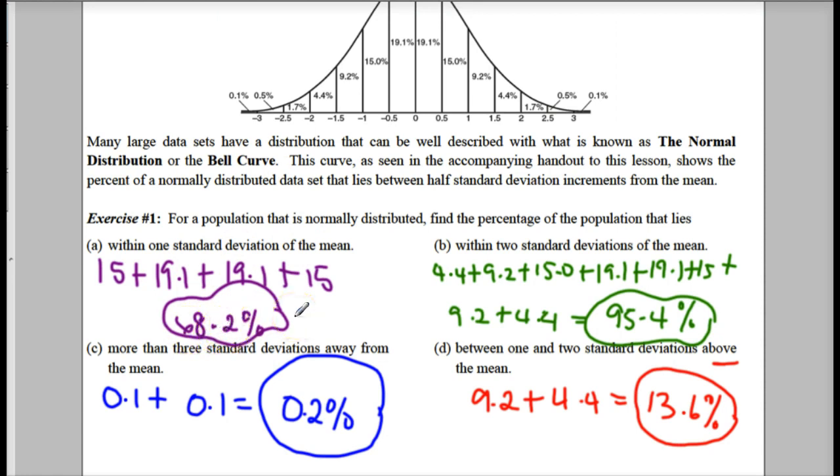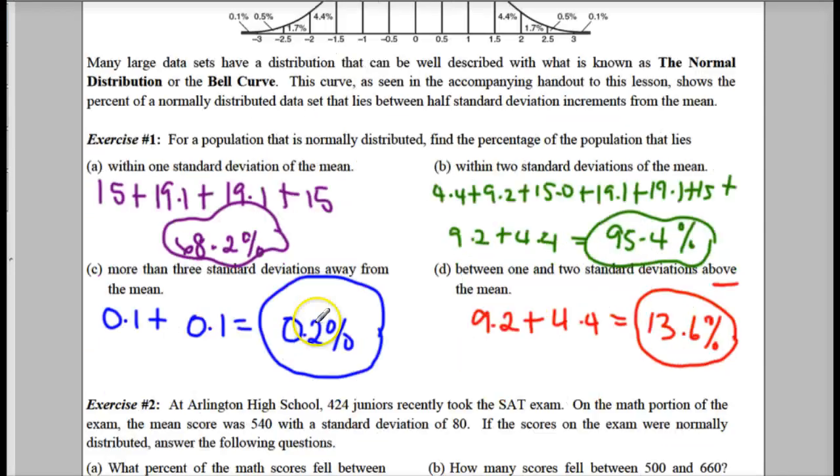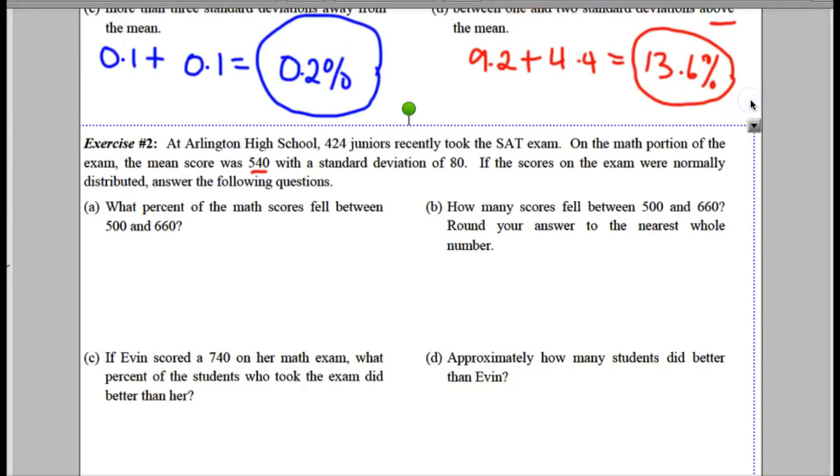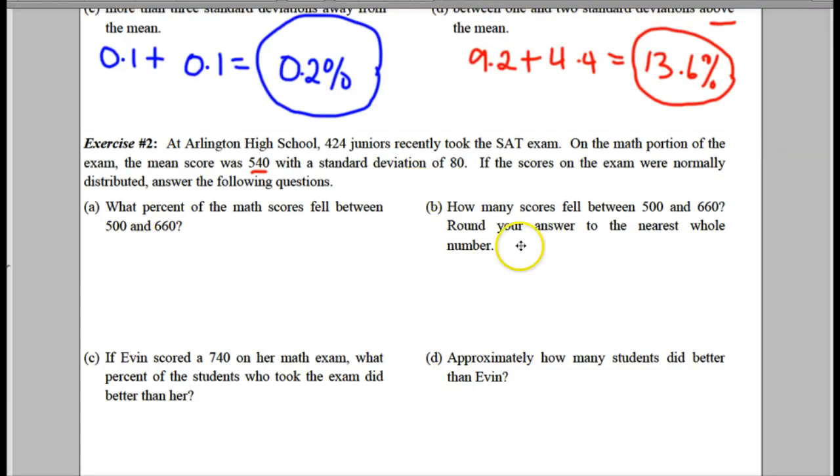A whole variety of problems can vary, as we're going to see here in exercise 2. Exercise 2. At Arlington High School, 424 juniors took the SATs. On the math portion, the mean was 540 and the standard deviation was 80. If the scores on the exam were normally distributed, answer the following questions. A. What is the percent of the math scores that fell between 500 and 660?